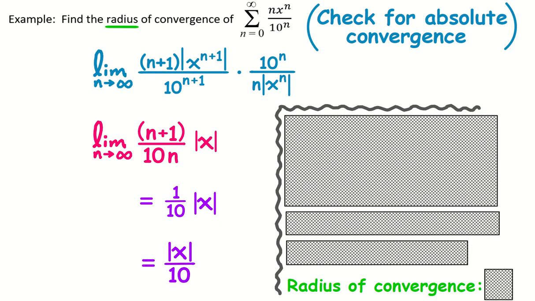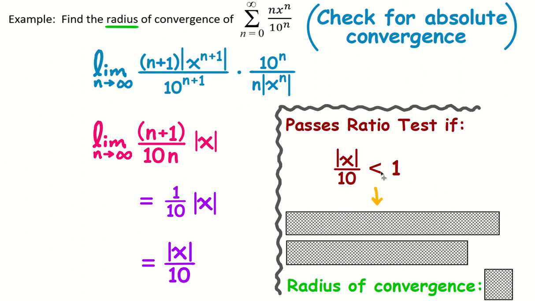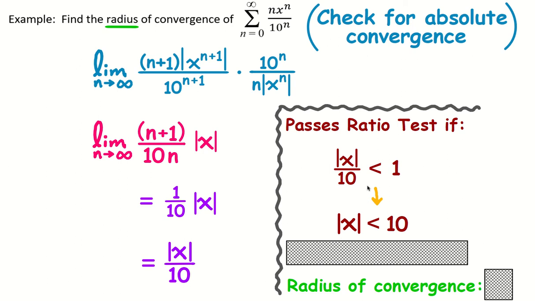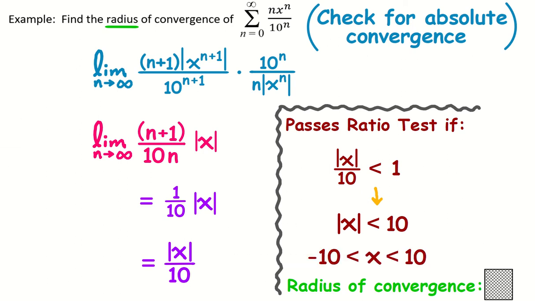So what we're really going to do next is find out for what x values it would make this all less than 1. So we multiply the 10 over, and remember how absolute value works with stuff like this? Your interval of convergence ends up being, negative 10 is less than x, which is less than 10. That's the whole interval, okay?